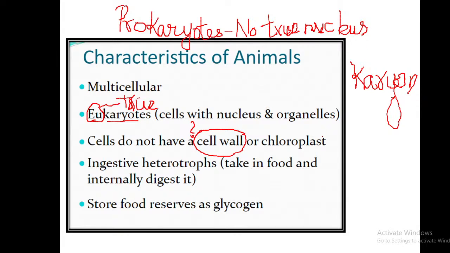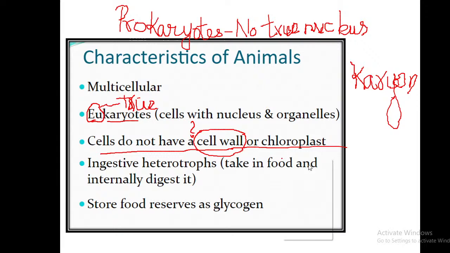It is made up of cellulose. Cell wall is present mainly in plants, and it is made up of, you might have learned, cellulose. So the animal cells do not have a cell wall or chloroplast. Animal cells inathu oru chloroplasto allengil oru cell wall kaanilla. It will not have a cell wall or chloroplast. So that is a characteristic of plants.